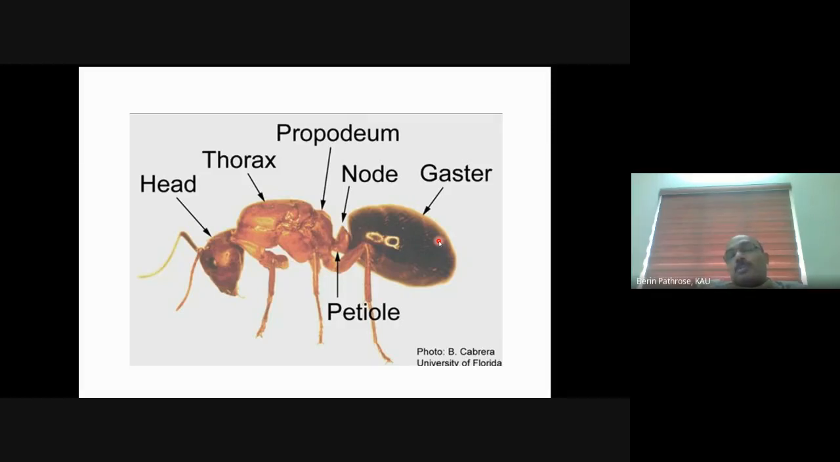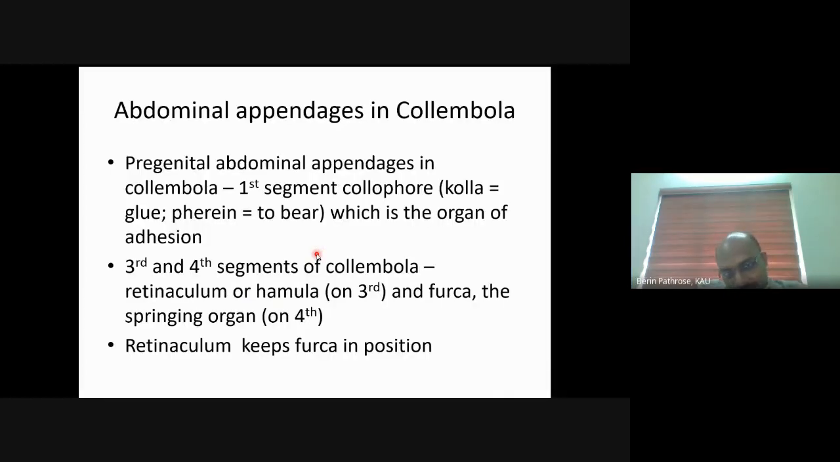So the hymenopteran groups include bees, wasps, and ants. All these insects have this kind of abdominal organization. And that is with respect to the changes in the pregenital abdominal segments. Then we will see the abdominal appendages in the pregenital segments.